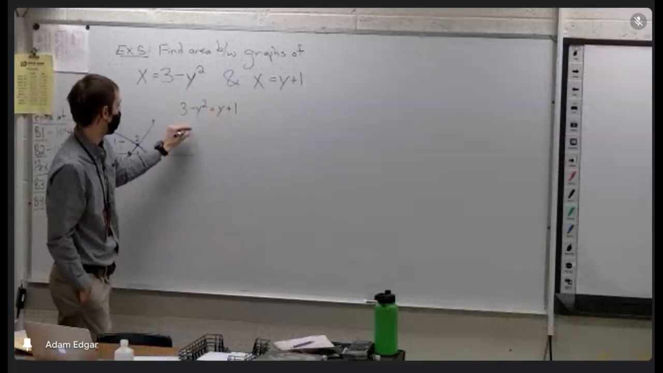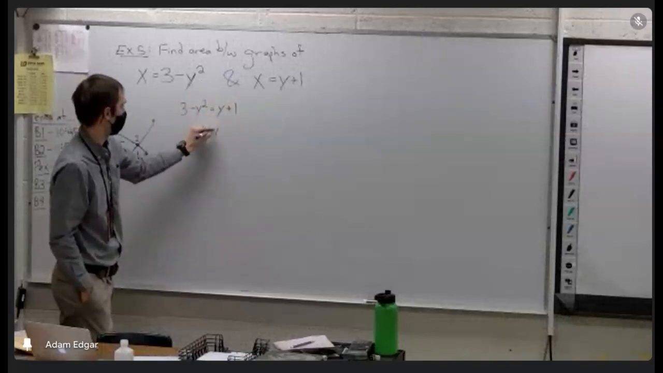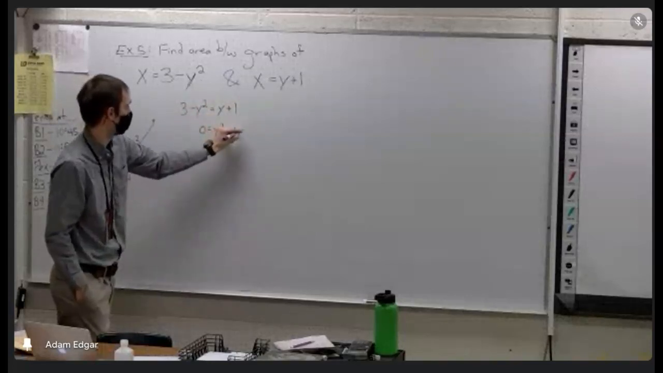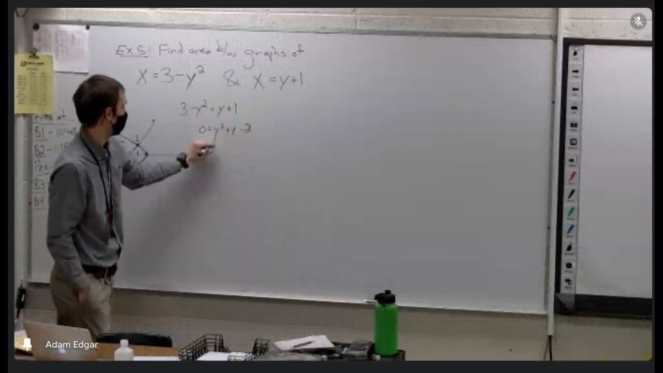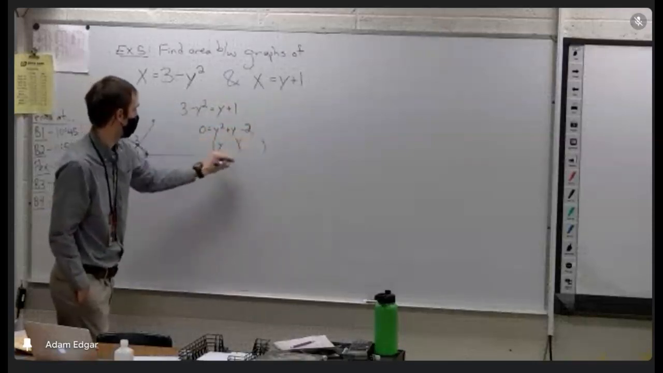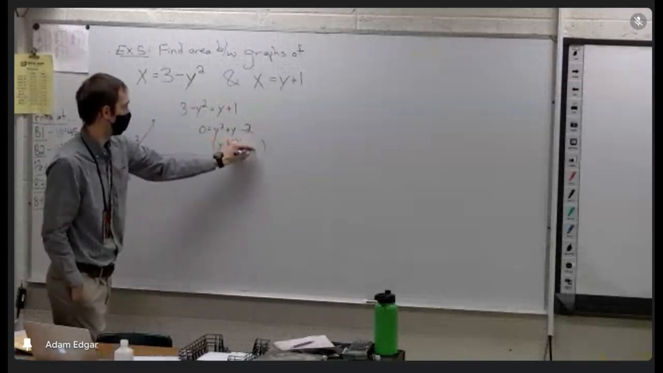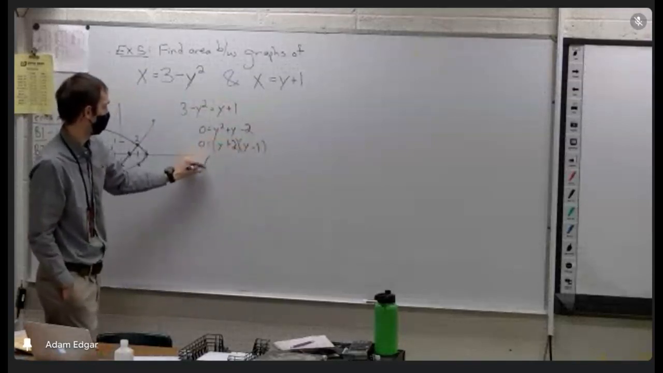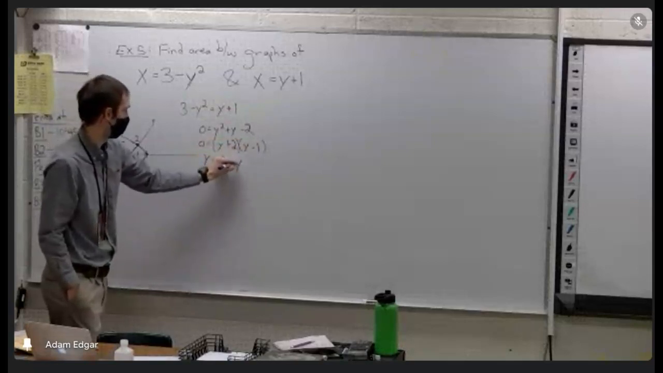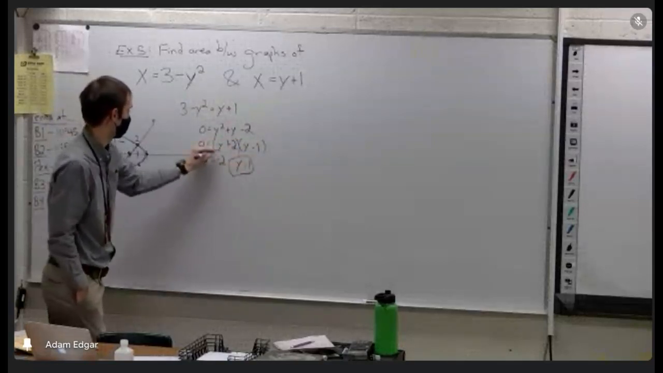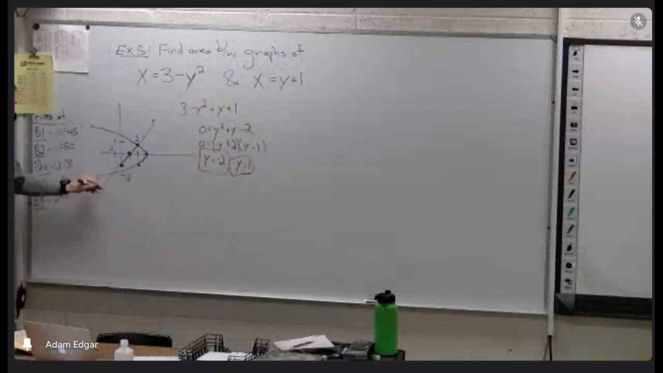Let's get everybody on the same side. So add over the y squared, keep the y, subtract the 3, and you get y plus 2 and minus 1. So you get y equals negative 2 and y equals 1. So that's what it looks like here. So you get negative 2 up to 1.